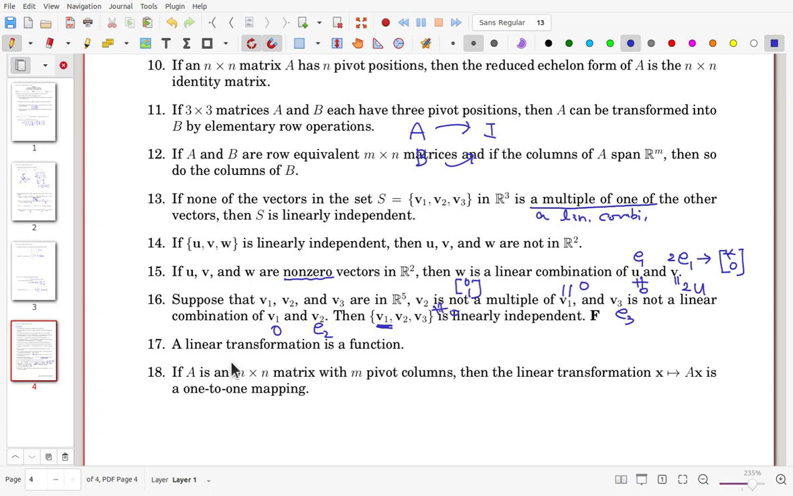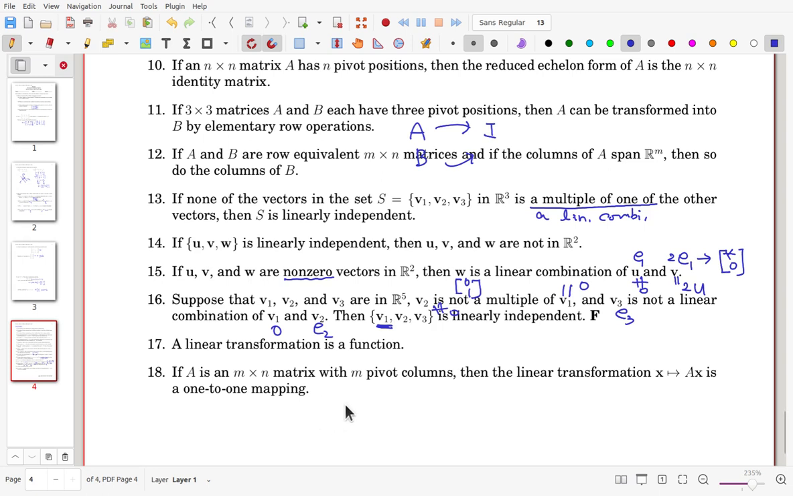A linear transformation is a function, yeah, that is correct. And we defined transformation as a special type of function, in fact a function defined on Rn. Okay, here A is an m by n matrix with m pivot columns. Then the linear transformation is a one-to-one mapping. Is it true?